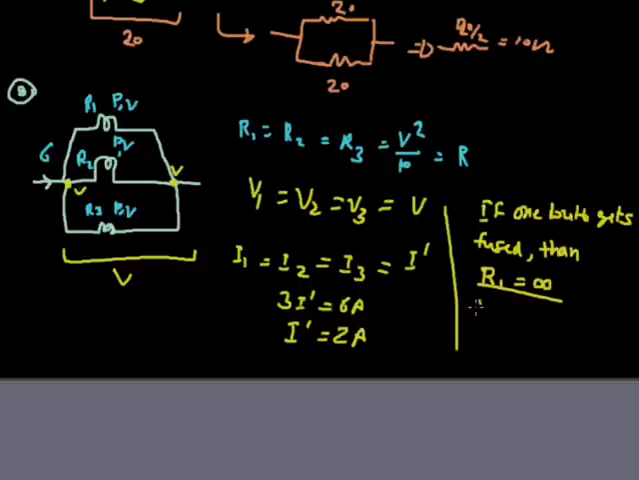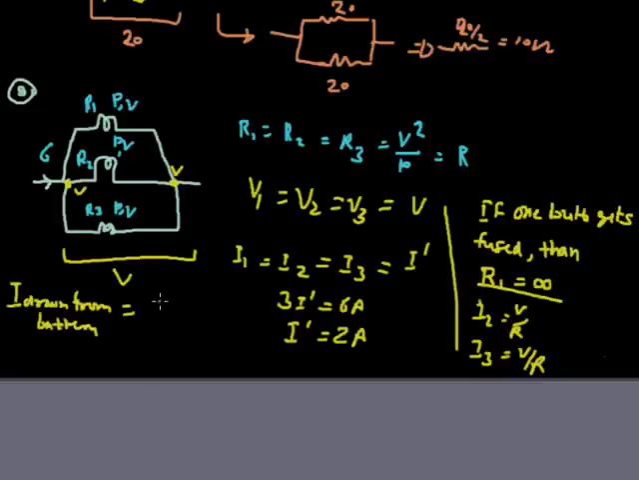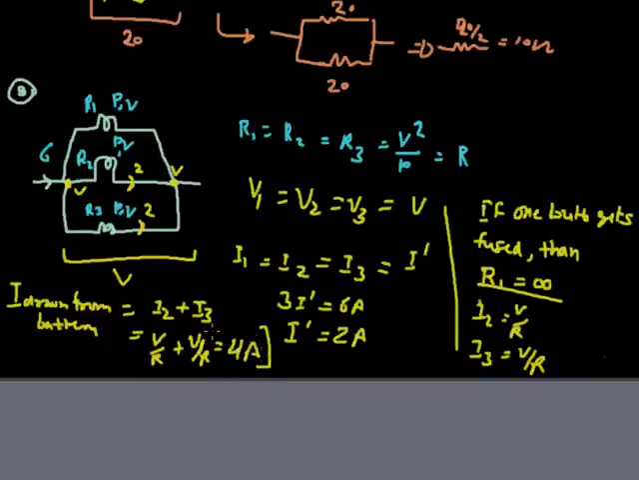So the current drawn from the battery will be by I2, which is V upon R, and I3, which is V upon R. This is equal, so I2 equals I3. So the current drawn from the battery will be I2 plus I3, which is V upon R plus V upon R. We know that one bulb draws 2 ampere, so this will be 2 plus 2, which means 4 ampere. So the current drawn from the battery in that case will be 4 ampere.